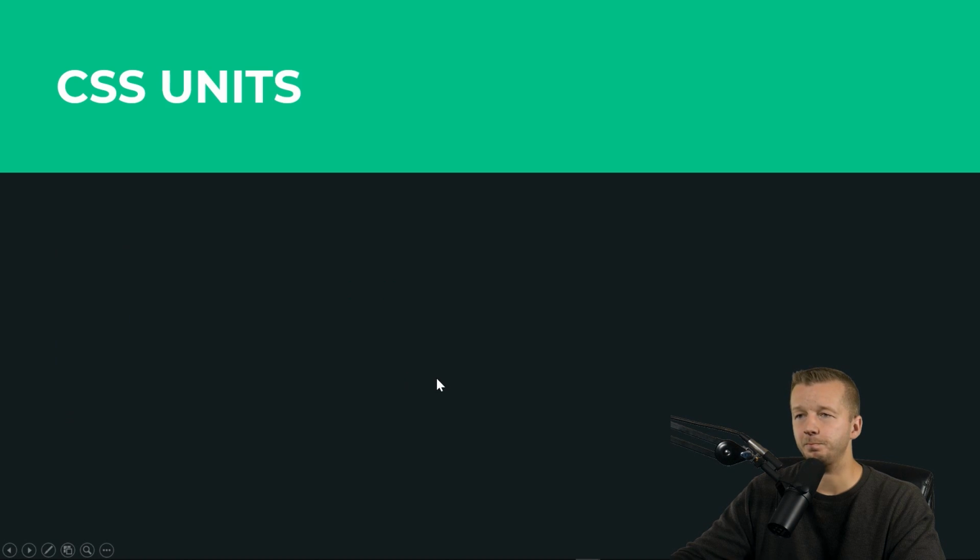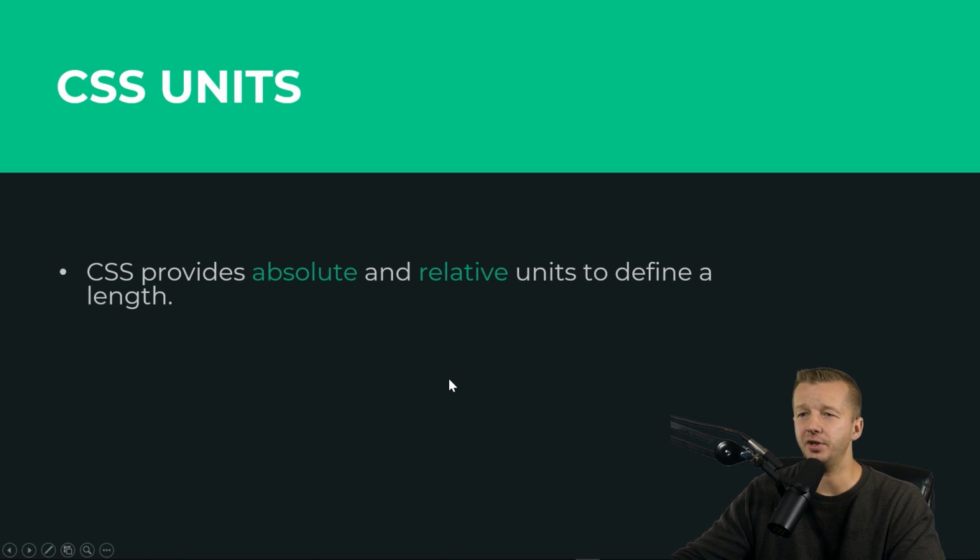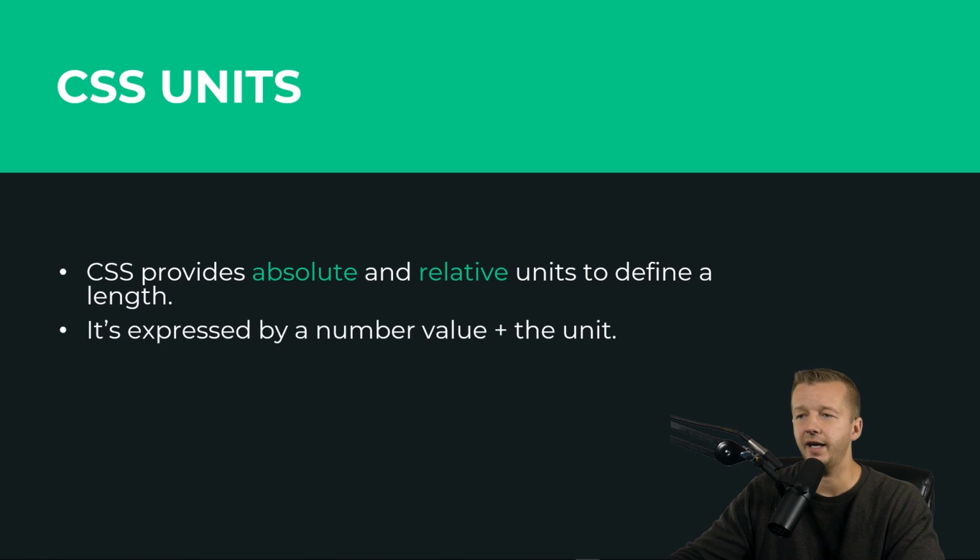All right. Let's talk about CSS units. CSS provides you with absolute and relative units to define lengths, basically. And length will obviously be very important when you're structuring a layout. It's expressed by a number value plus the unit. An example of this would be the property of font size with a value of 30 and then the unit of pixels, which is an absolute unit.